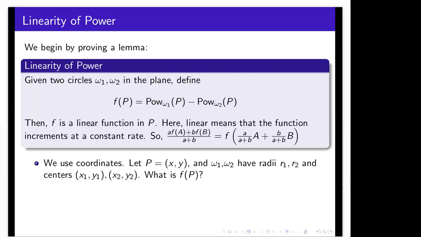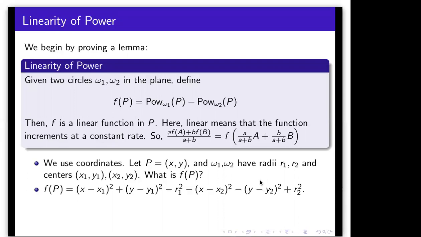Okay, so we can just plug in the numbers we have right now straight back into the formula for f. So we have power is equal to OP squared minus R squared. So in this case, it's going to be x minus x1 squared plus y minus y1 squared minus r1 squared. The first three terms denote the power with respect to omega 1. And then we subtract x minus x2 squared minus y2 squared, and then add an r2 squared. And the last three terms refer to negative of the power with respect to omega 2.